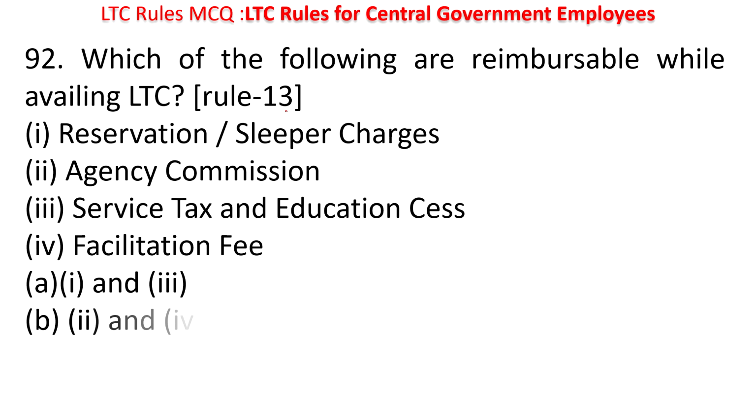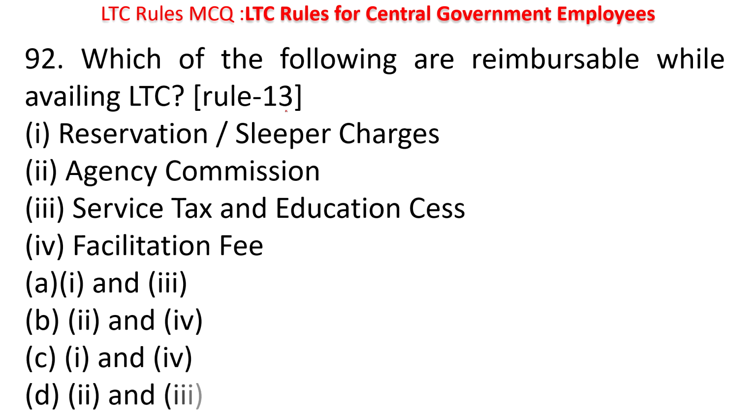A, 1 and 3 only. B, 2 and 4 only. C, 1 and 4 only. D, 2 and 3 only. Your time starts now. The answer is 1 and 3 only. That is, reservation and sleeper charges and service tax and education cess are reimbursable. Agency commission and facilitation fee are not reimbursable.